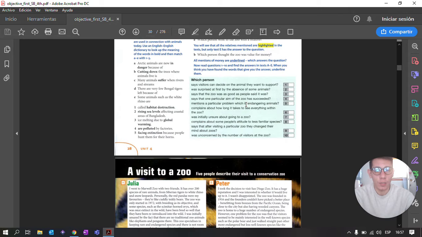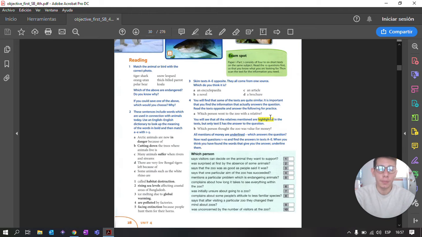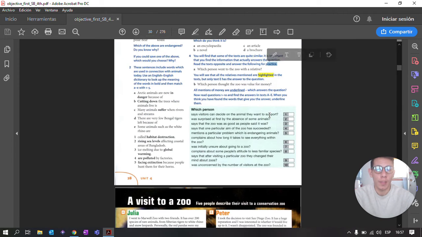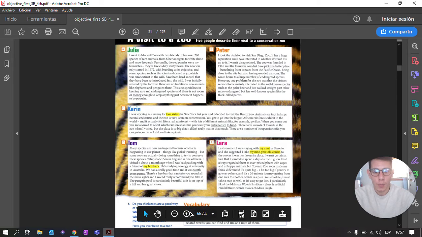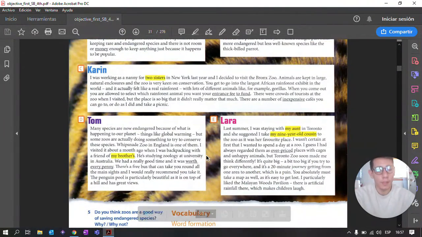That is this one. Which person says visitors decide on the animal they want to support? For example, here you have one question that says, which person went to the zoo with a relative? If we zoom in a little bit, you have these 3 articles that talk about a relative. When we say a relative, we are talking about a person from your family. For example, it says, I was working as a nanny for 2 sisters in New York last year, and I decided to visit the Bronx Zoo.